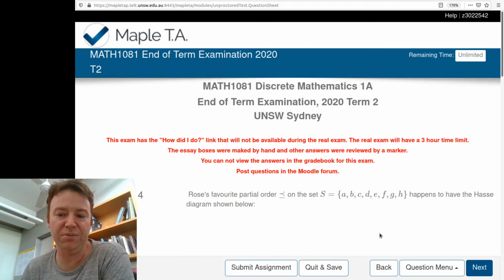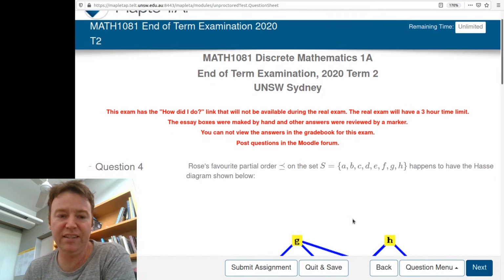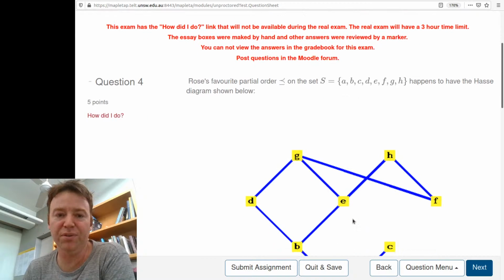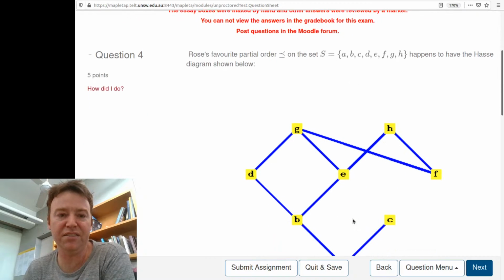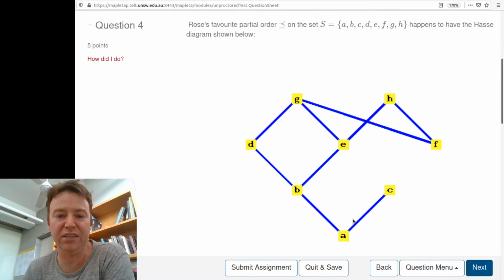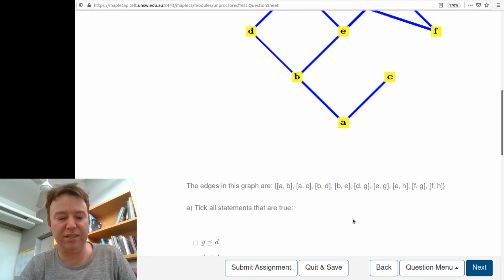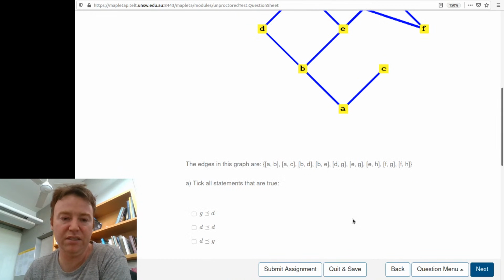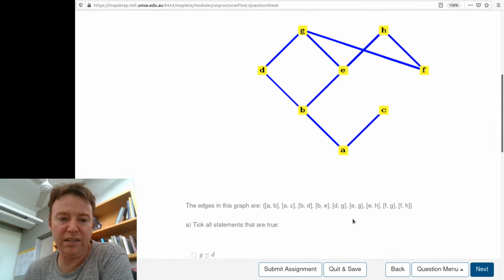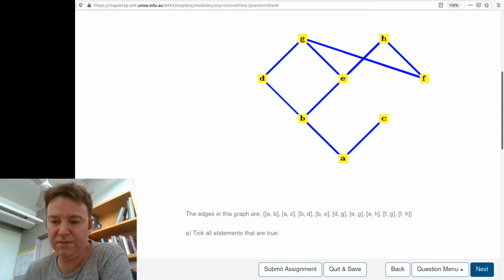Okay, next one. Isn't one already covered in? Yeah, you're absolutely right. Rose's favorite partial order on the set appears in the Hasse diagram given below. It kind of looks like a diamond. Cool. I need to make this smaller so I can get it all on the screen. And the edges in this graph are there.